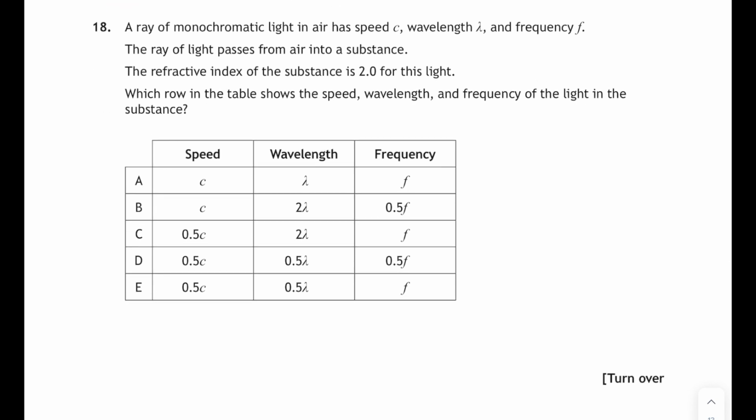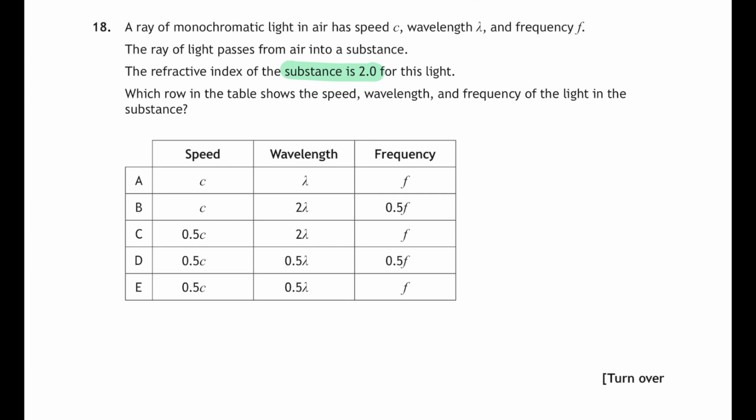Question 18. A ray of monochromatic light in air has a speed c, wavelength lambda, and frequency f, and the ray of light passes from air into a substance, and the refractive index of the substance is 2 for this light. Which row in the table shows the speed, wavelength, and frequency of the light in the substance?